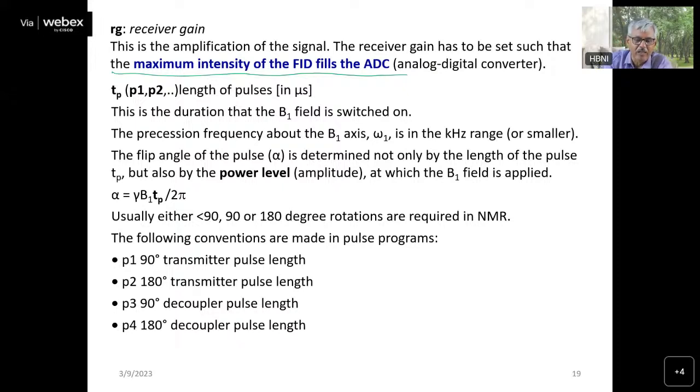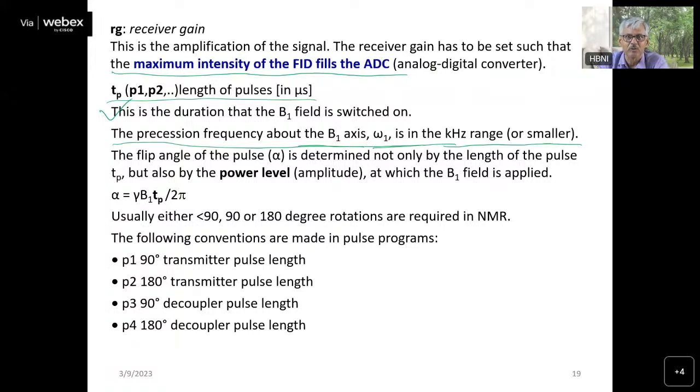And then you will have the various pulse lengths. For proton NMR you will be giving just one pulse, but if you want to do a 2D NMR, there will be a sequence of pulses. We'll see some experiments, and I'll also tell you how we use the various pulse lengths. This is the duration for which the B1 field is switched on. The precessional frequency about the B1 axis is omega 1, and it comes in the kilohertz range or smaller.